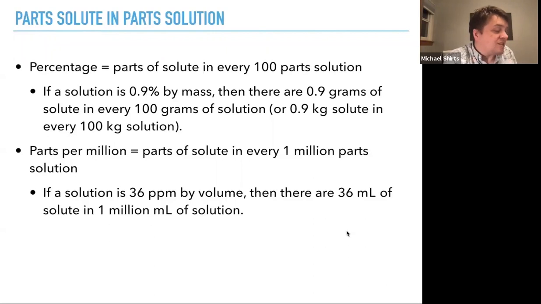If a solution is 36 parts per million by volume, there are 36 milliliters of the solute in 1 million milliliters of solution, or 1,000 liters, about a cubic meter. So that's my way to think about it. 36 parts per million by volume, 36 milliliters, filling up maybe a tenth of a Coke can, in 1 million milliliters, which is 1,000 liters, which is a cubic meter. So not very much.